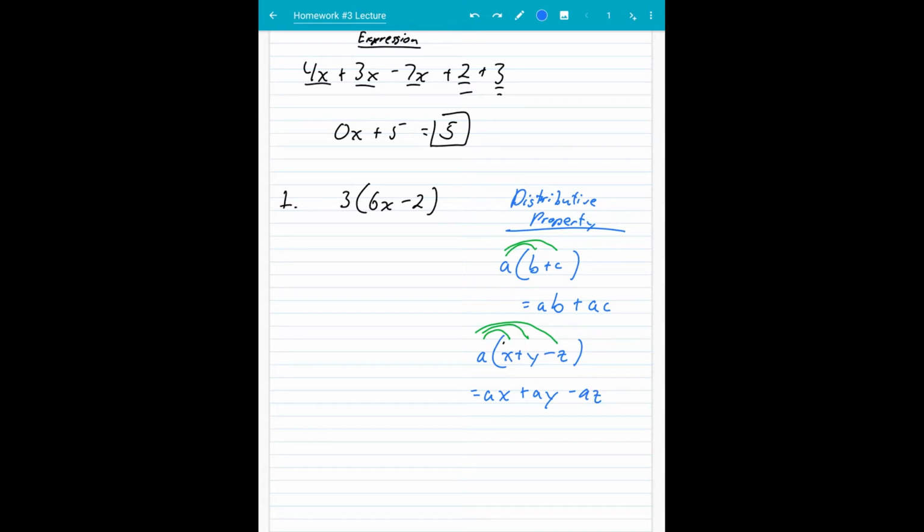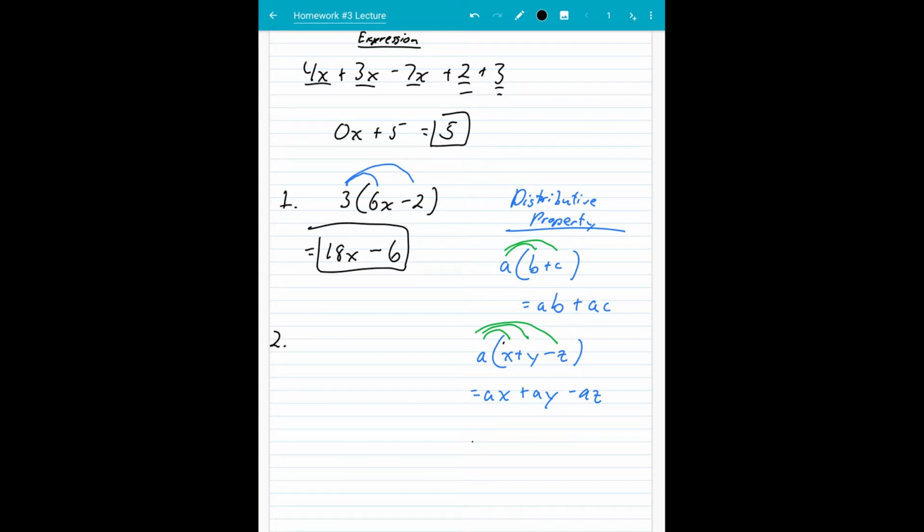So looking at this example, we can distribute the 3 to the 6x and 3 to the negative 2. 3 times 6x would make 18x. We just multiply the 3 and the 6 and keep the x. And then 3 times negative 2 would make negative 6. And that would be our answer for number 1. So it simplifies into that expression.